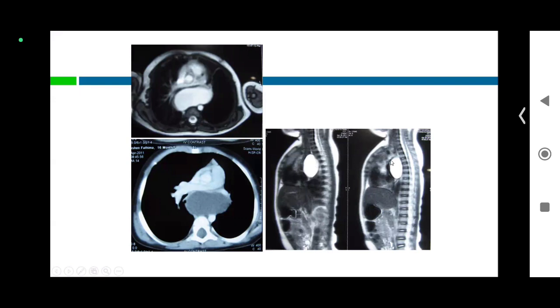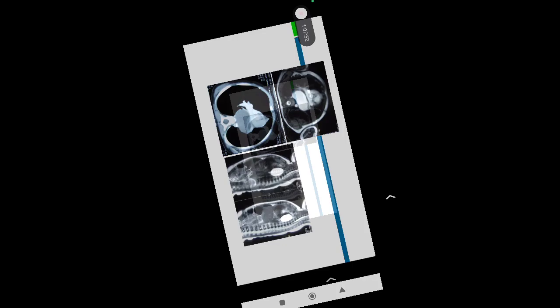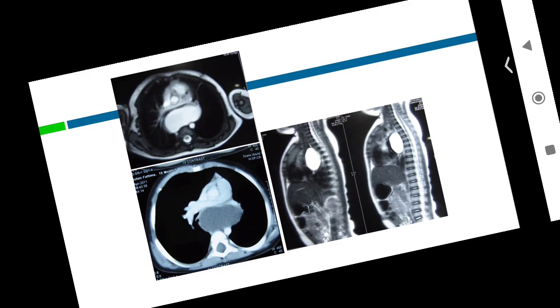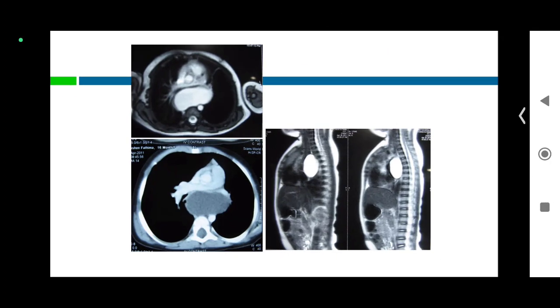Any problem in the mediastinum, cystic lesion or solid lesion, you need to do an MRI, M for M. Even though it is going to be time consuming, and even though you need to have sedation for MRI, you need to go ahead and do that.